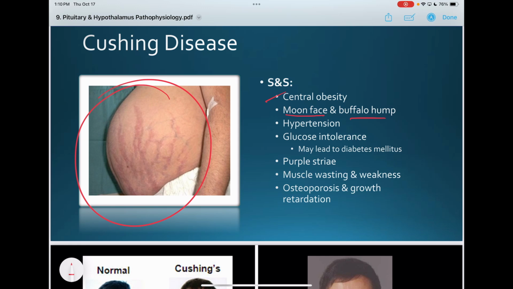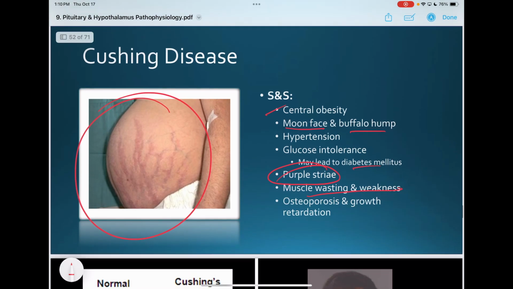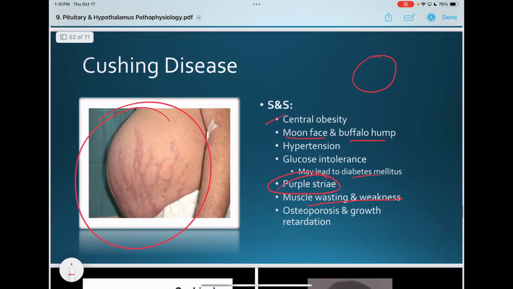Hypertension, glucose intolerance, so they may have some diabetes. Purple striae is a very, very big one that you'll see with Cushing's, these deep purple striae. Muscle wasting and weakness. So basically what these patients turn into, they have a big belly and little legs. Arms and legs atrophy, they go away, but the belly is still big because of the cortisol, so they get big bellies but small arms and legs. Muscle wasting. Osteoporosis and growth retardation as well from the excess cortisol being released constantly.